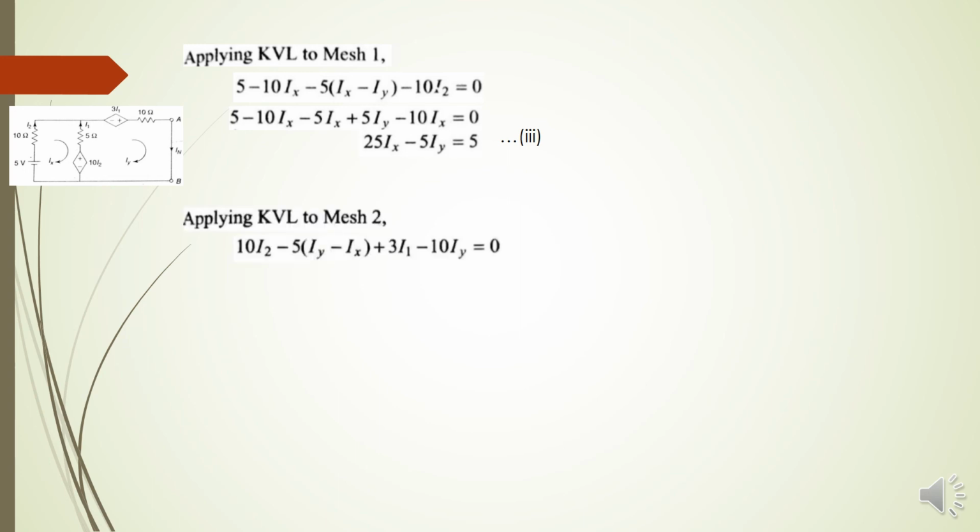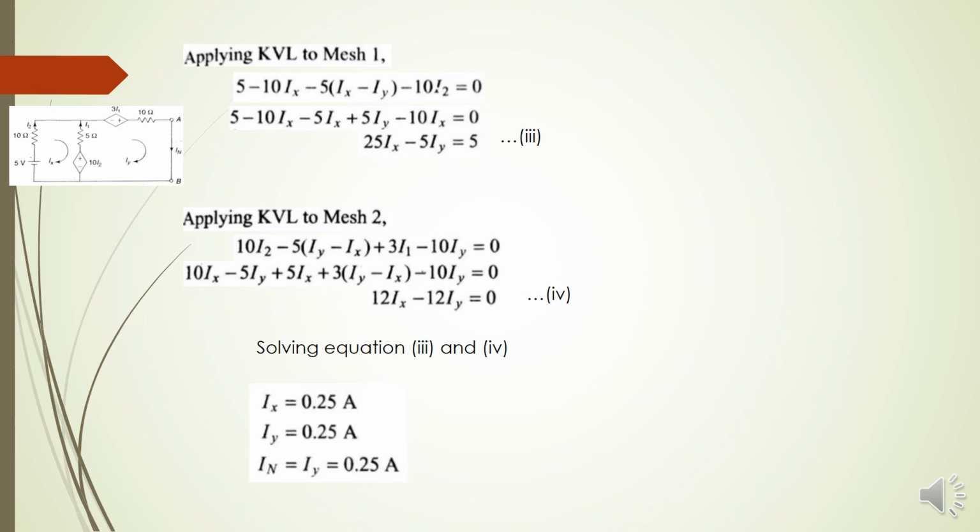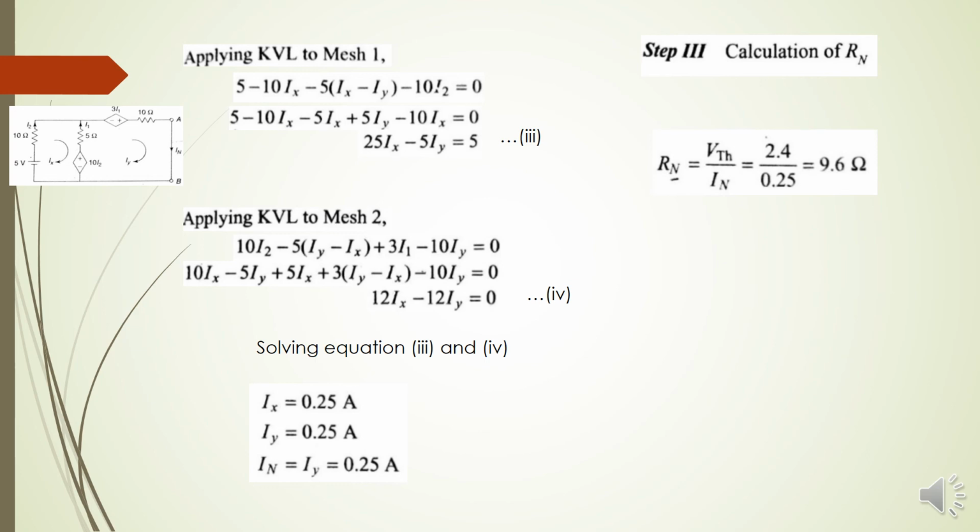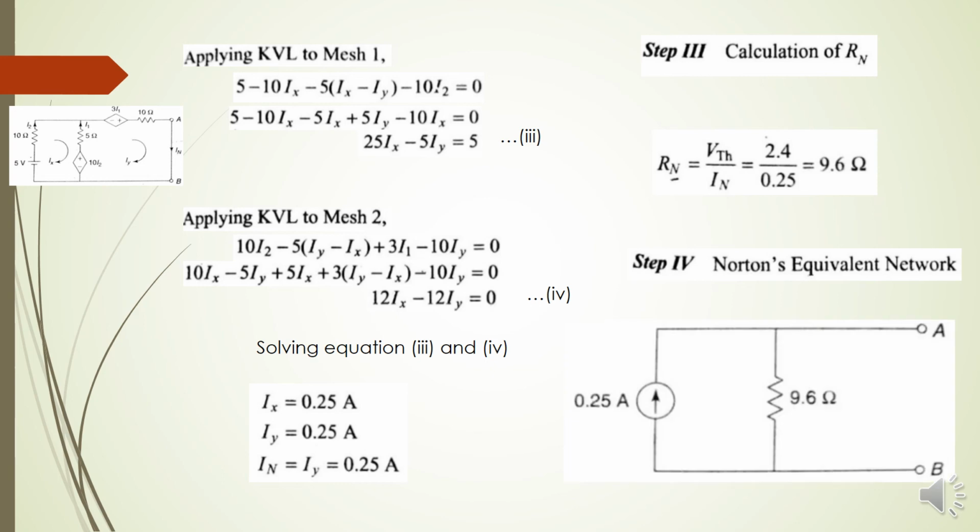Then apply KVL to mesh 2 and you will get equation 4. Solving equations 3 and 4, you will get the value of Norton's current. Step 3 is the calculation of Norton's resistance, which is VTH by IN. Then the last step is Norton's equivalent network.